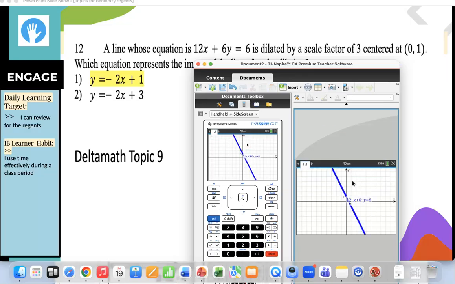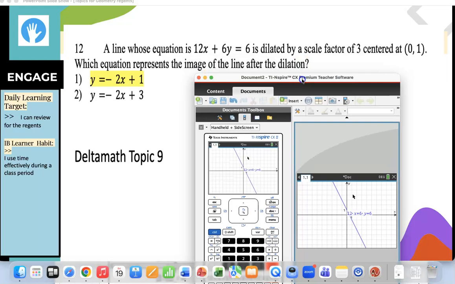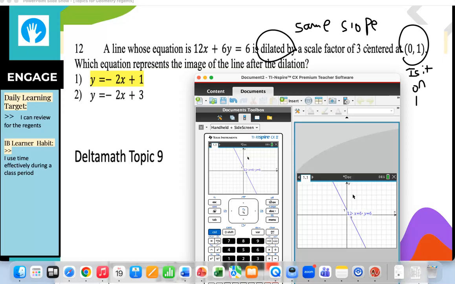Now, as you recall in the last video, at least I hope you do, if it's a dilation, it has to have the same slope. All right, it has to have the same slope. And you have to investigate whether the center is on the line. So is it on the original line? So if you notice, according to our graph, right?